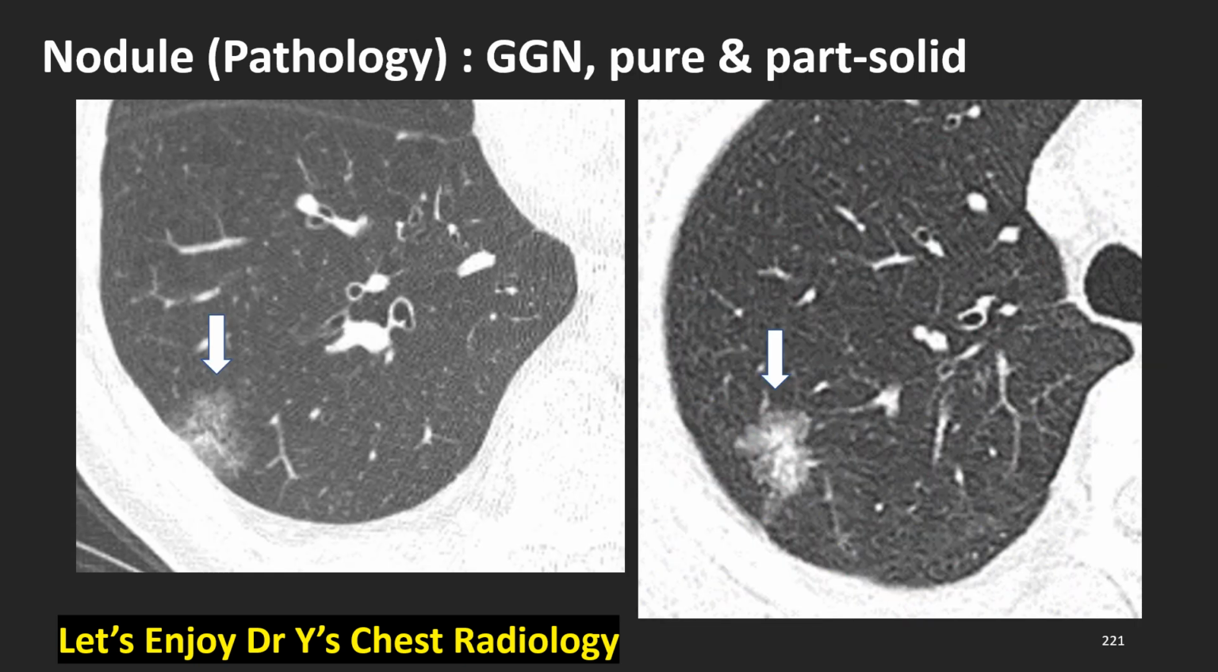Nodule pathology. Ground glass nodule, pure and part solid ground glass nodule. On your left side, pure ground glass nodule in right lower lobe. On your right side, part solid ground glass nodule in right upper lobe.